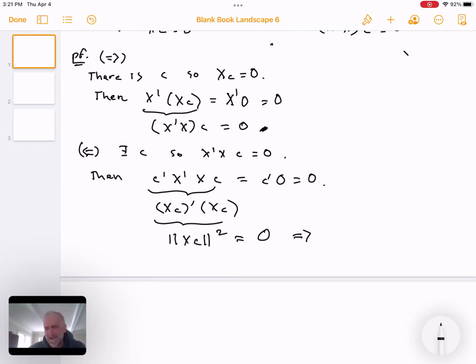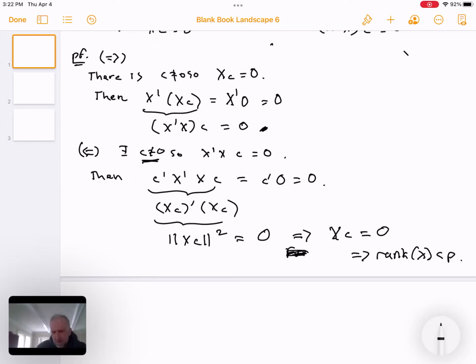The only vector whose length is 0 in the Euclidean world. Yeah, 0, right. So it's the sum of the squares of the elements. So this implies xc is 0. And c is not 0. So up here I should always write this, c not equal to 0. This implies xc equal to 0 for c not 0, which implies rank x less than p.